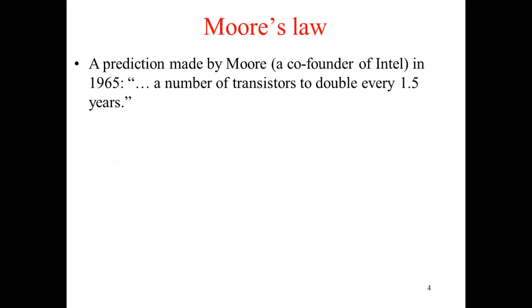As predicted by Moore, a co-founder of Intel, in 1965, and that is known as Moore's law of integration, that the number of transistors doubles every 1.5 years. That is, after every 18 months, the number of transistors on an IC will be doubled.